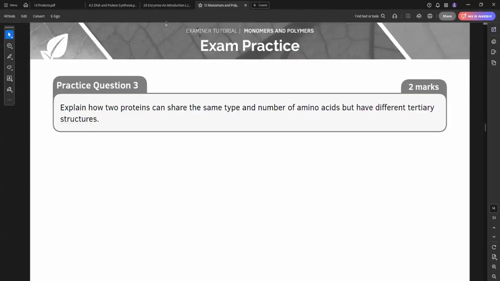So be careful here. Okay, it says that we have the same type of amino acids. That means the same R groups are present. And a few of you have, I think, misunderstood that. So just have a quick think about that.